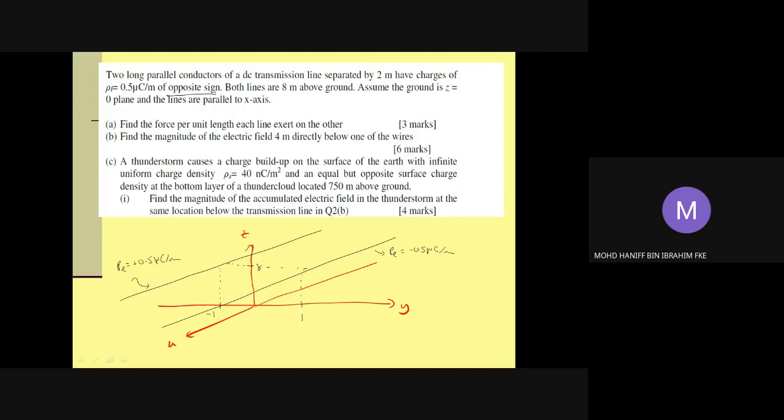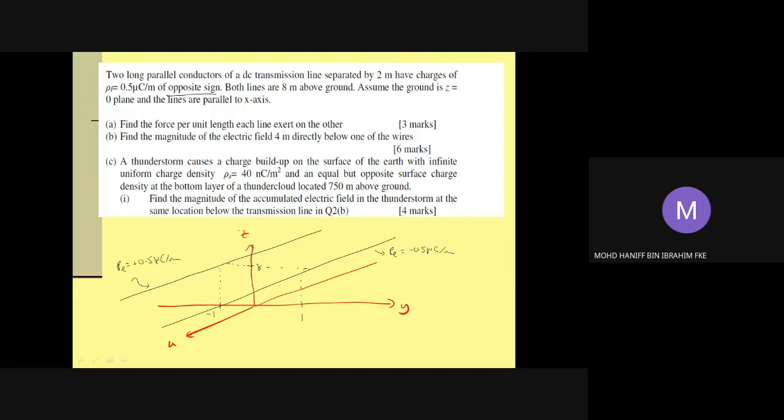Let us have a look at part A of the question, which is to find the force per unit length each line exerts on the other. In other words, find the force per unit length produced on one line charge due to the other line charge. That's what is meant by part A.